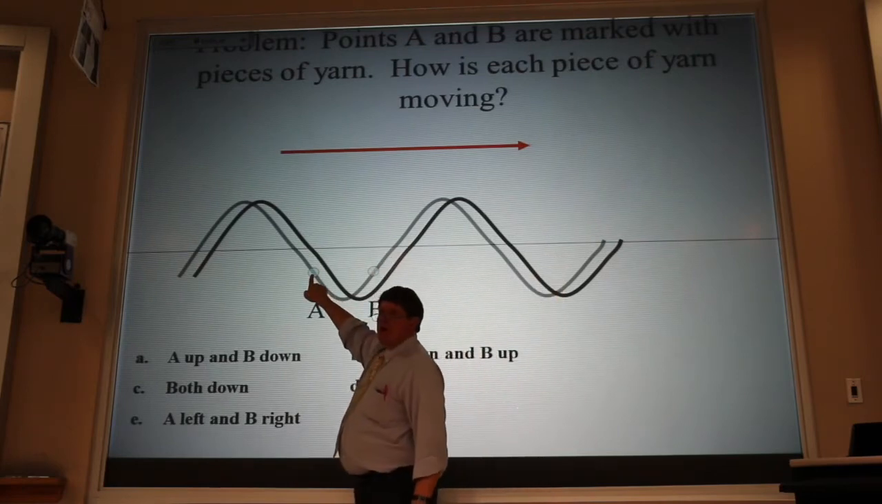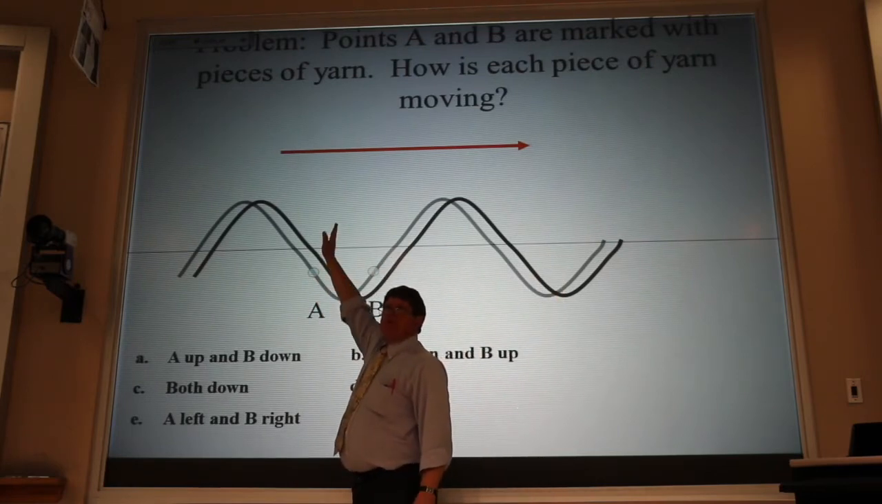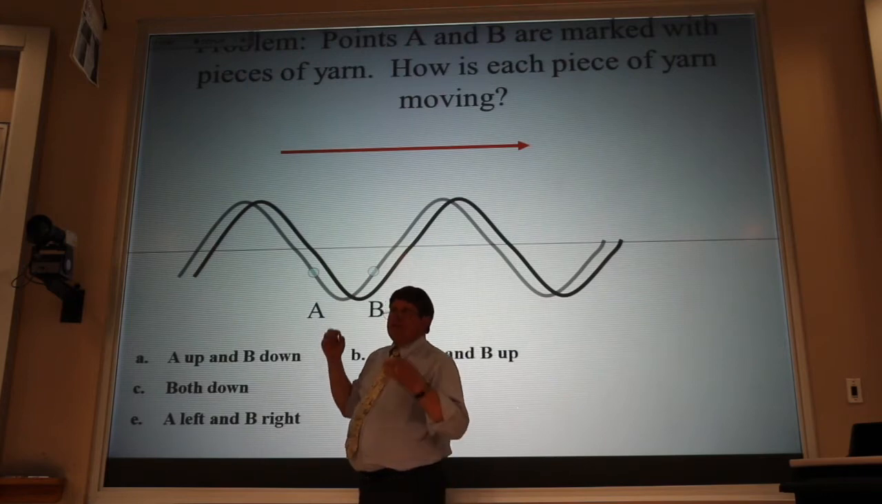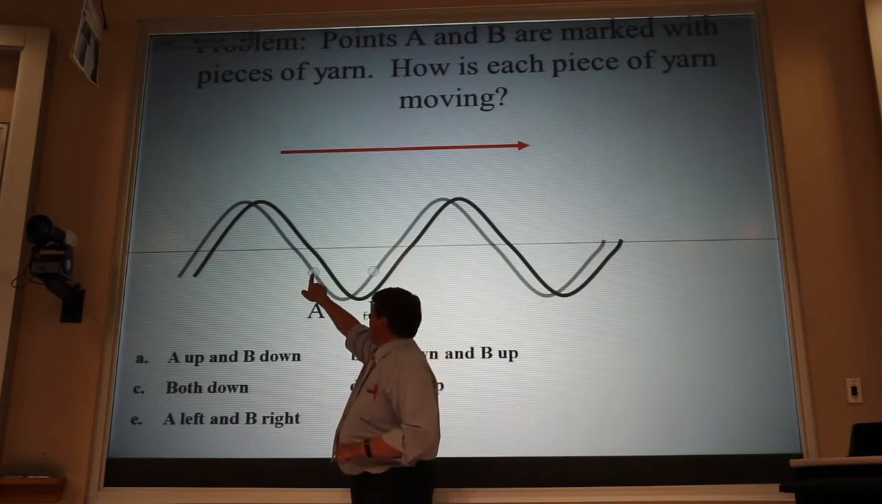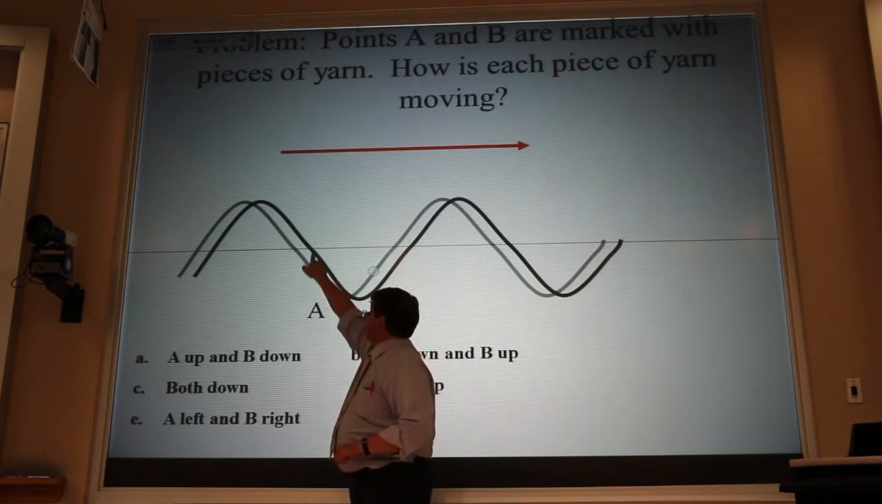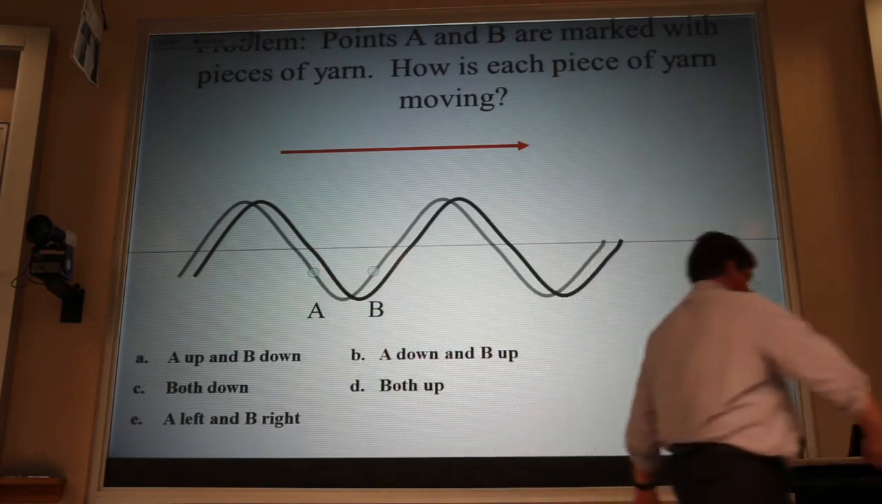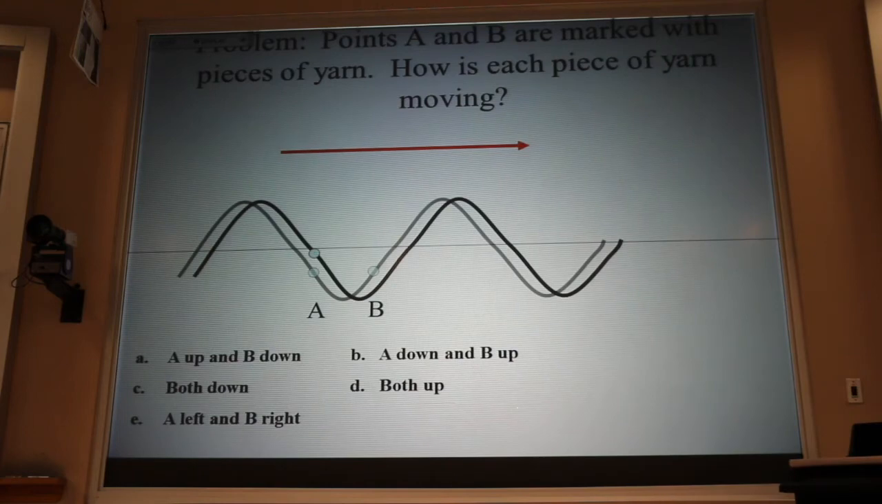Now these pieces of yarn can only move up or down, and the yarn has to stay on the string. So that means this point A, where I've tied the yarn, has to move up there, and B has to move down there. So A will move up, B will move down, and the answer is A. If you got B, you need to reassess your life choices.